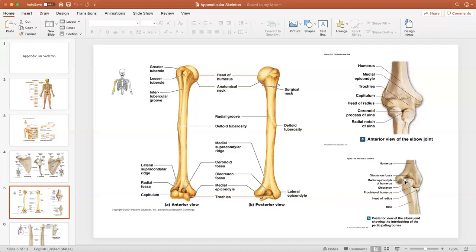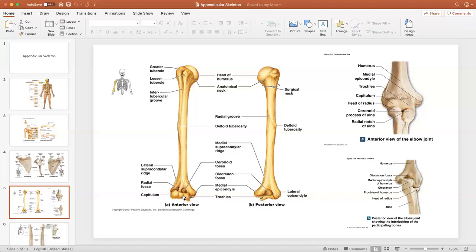Okay, so this is that posterior aspect. When we straighten it, that olecranon goes into this little fossa. If we didn't have a hole there, we couldn't straighten all the way. The bone would knock into the bone. So there's a little hole there for when we straighten our elbow, the olecranon slides right into there. So we have the olecranon fossa, medial and lateral epicondyles.